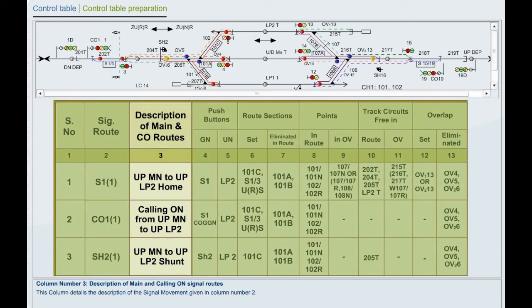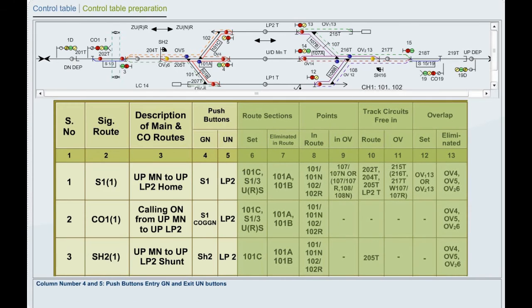Column number 3. Description of main and calling on signal routes. This column details the description of the signal movement given in column number 2. Column number 4 and 5. Push buttons. Entry GN and exit UN buttons. These columns give the details of signal button and the route button to be operated for clearing a route. For example, S1 signal button GN and LP1 route button UN.